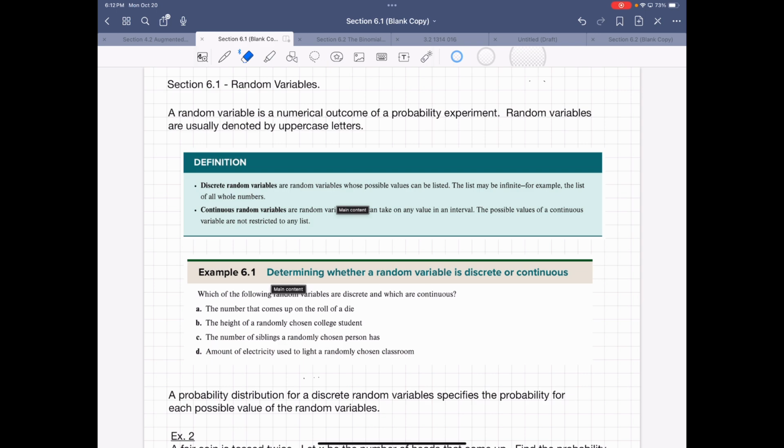A continuous random variable are random variables, and I apologize for that main content that's right there. When I went to do the screen snip and hovered over the textbook part, it popped up main content. That's not supposed to be there. This should say continuous random variables are random variables that can take on any value in an interval. The possible values of a continuous variable are not restricted to any list, okay?